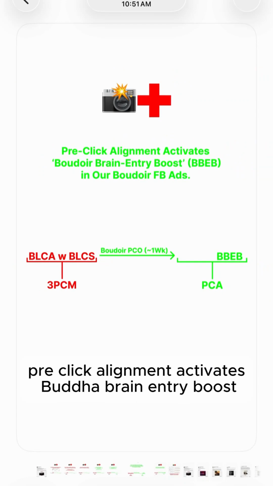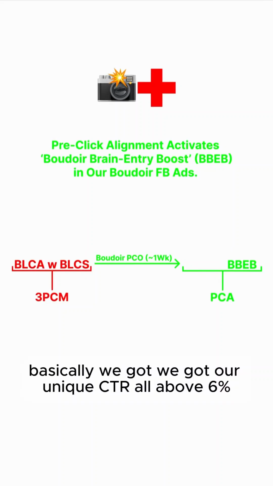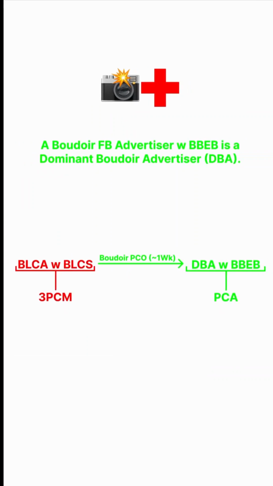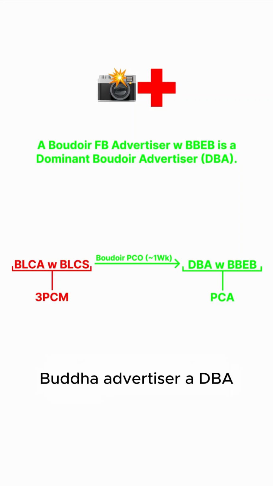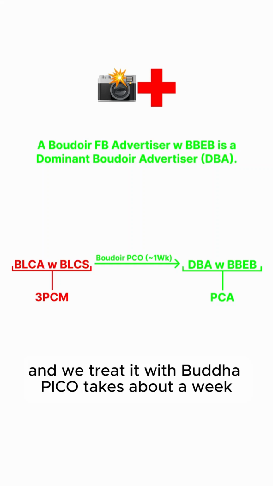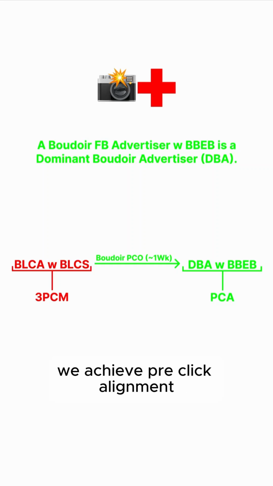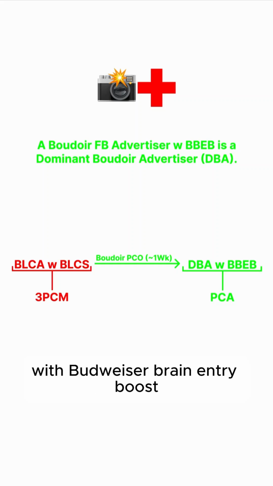So we get rid of the 3 pre-click mistakes, we achieve pre-click alignment. Now, pre-click alignment activates Boudoir brain entry boost in our Boudoir Facebook ads. Basically, we got our unique CTR above 6%. And a Boudoir Facebook advertiser with Boudoir brain entry boost is a dominant Boudoir advertiser, a DBA. This is our full universe here. So we got a BLCA with BLCS caused by the 3 pre-click mistakes, and we treat it with Boudoir Pico, takes about a week. We achieve pre-click alignment, and we become a dominant Boudoir advertiser with Boudoir brain entry boost.